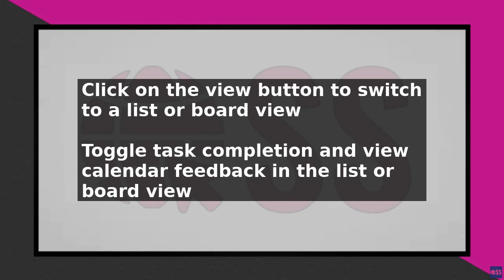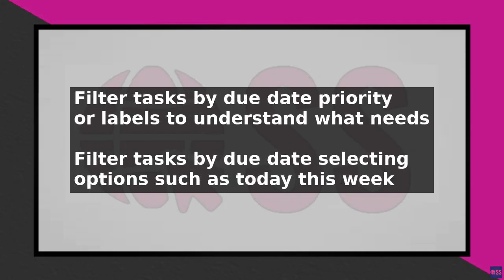If you're creating a new project, you'll see a syncing error message, as well as options to share, view comments, and access more project actions. By clicking on the View button, you can switch to a list or board view, allowing you to toggle task completion, view calendar feedback, and sort or group tasks manually.